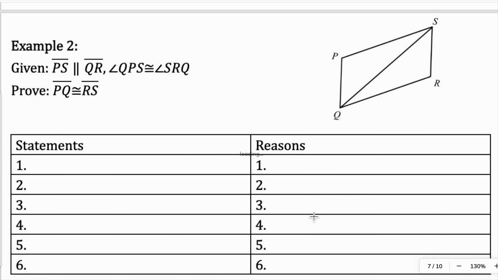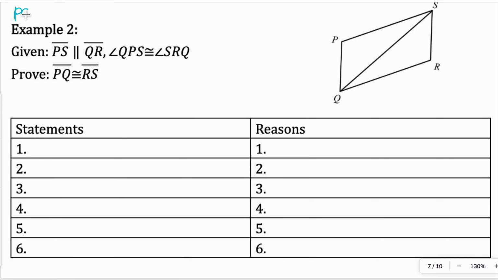Let's see if we can try the next one, and if you want to, pause the video here so you can try this one on your own. If not, go ahead and click play to see how it's done, and you can follow along with me there. All right, as always, let's write down our givens. First two lines: PS is parallel to QR, and angle QPS is congruent to angle SRQ. Let's label a few things. I'm going to put my arrows for PS and QR to show that they are parallel, and QPS is congruent to SRQ. So given here and given here.